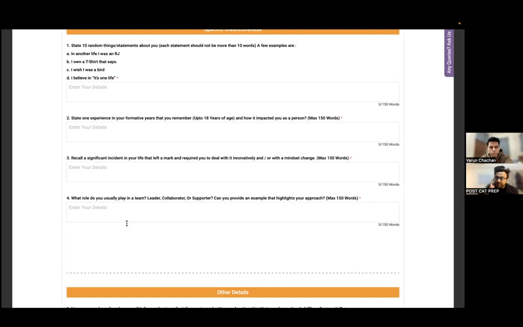So effectively, if you've been a leader, if you've led teams, you can mention one anecdote or one simple example that I've led a team of, let's say, 10 people. I was the head of the sponsorship team in my college club, wherein I raised funds. I garnered funds of, let's say, 10 lakh rupees for a fest. Correct? That is one.